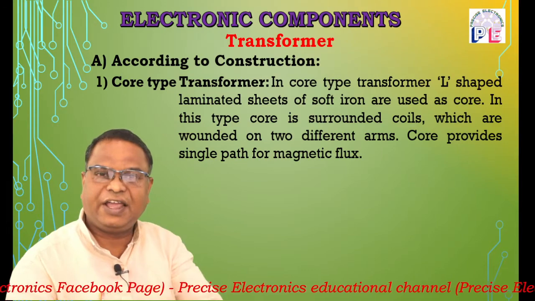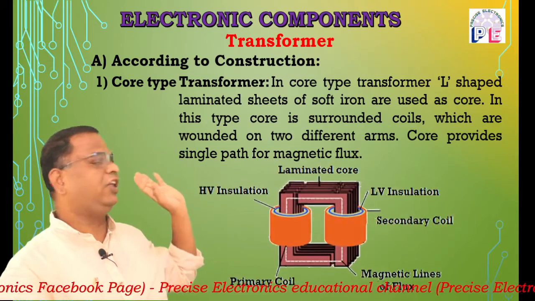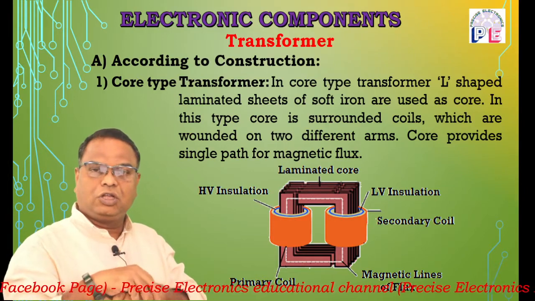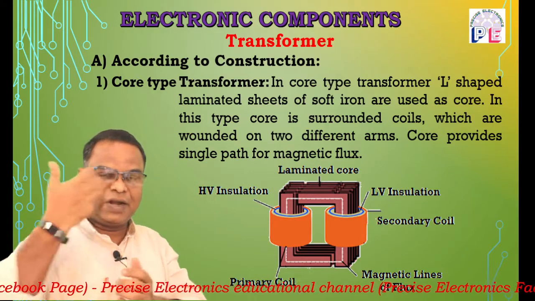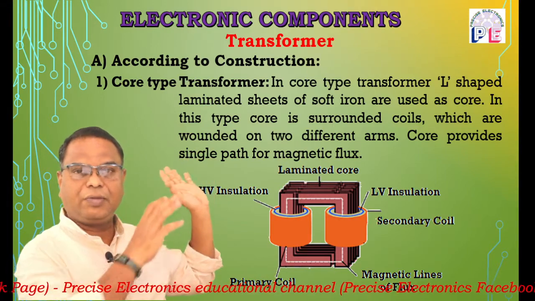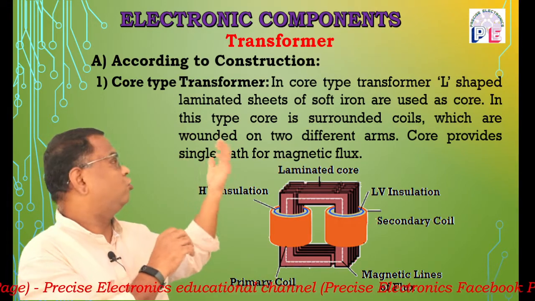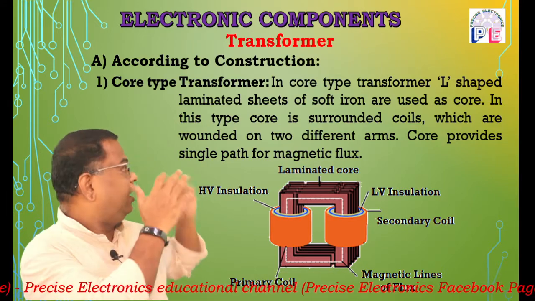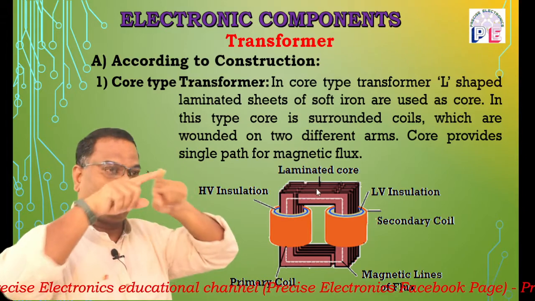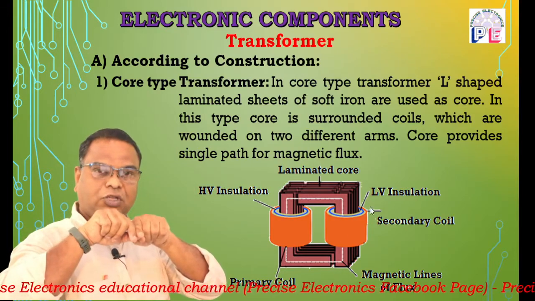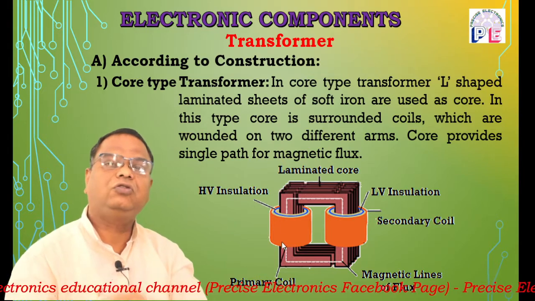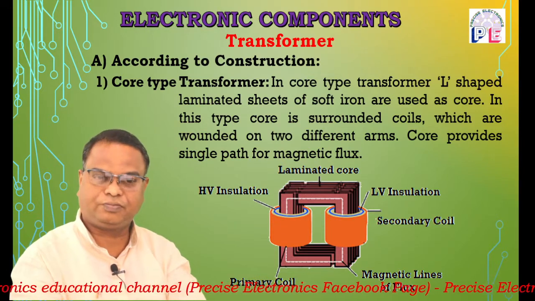The constructional diagram is going to be displayed on your screen. From this diagram, it is clear that there is a core and two coils, primary coil and secondary coil. The primary coil is connected to the AC mains and the secondary coil delivers the output potential. In this case, the coils are kept outside the core. That means the core gets surrounded by the coil, and there is a single path for magnetic flux line. So that is core type transformer.